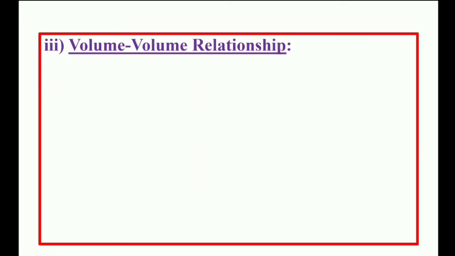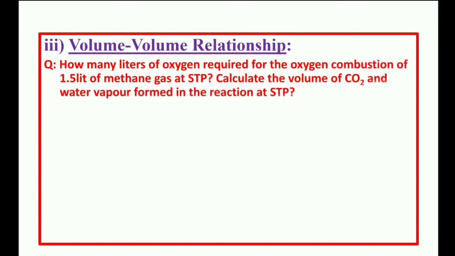And the third one is the volume relationship. In this, it is volume versus volume. The question is, how many liters of oxygen are required for the combustion of 1.5 liters of methane at STP? Calculate the volume of CO2 and water vapor formed in the reaction at STP. So we have to understand the problem carefully. We have to read the problem carefully.